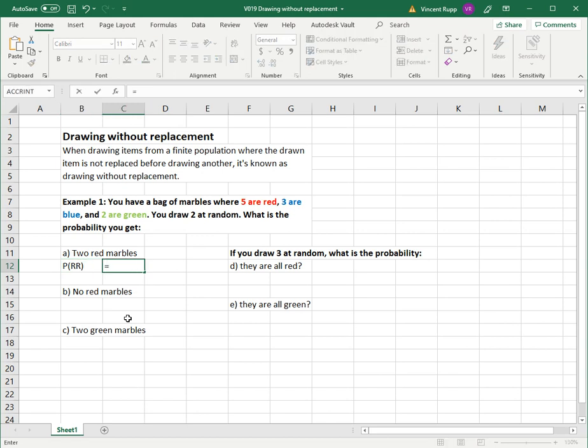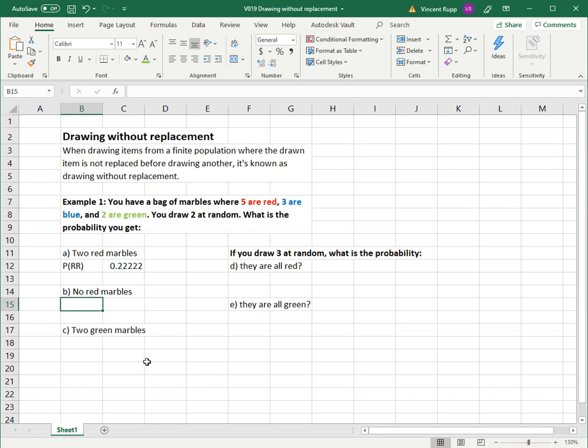It's a sequence, so you're still going to multiply, except now the probability changes after the first one. So the first one, there's 5 out of 10 is the probability because there's 5 red out of 10 total. But then for the second one, you need to consider how many marbles are left in the bag. Well, there aren't 5 red anymore. There are only 4 red. And there are only a total of 9 marbles in the bag. So you do 4 divided by 9. So it ends up about 22.2%.